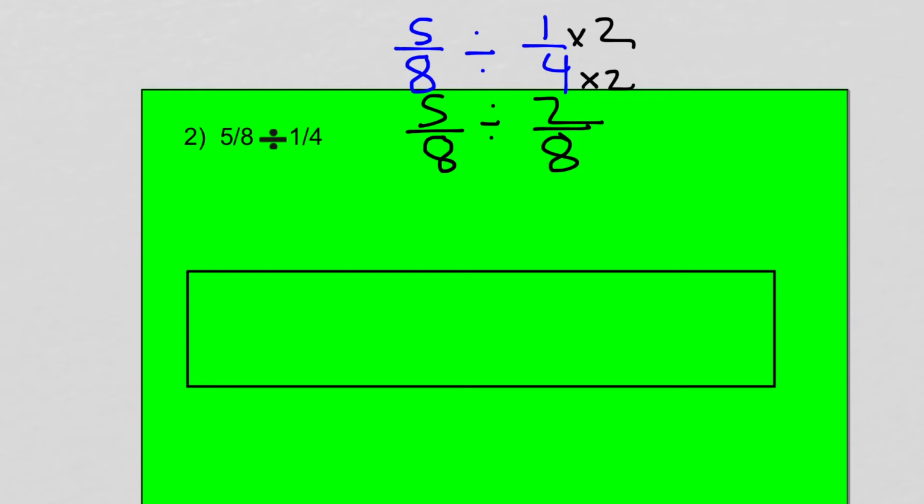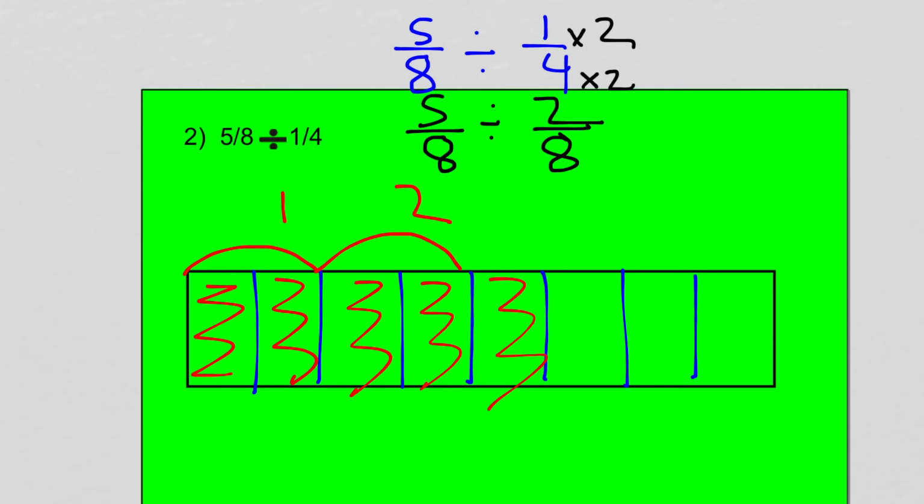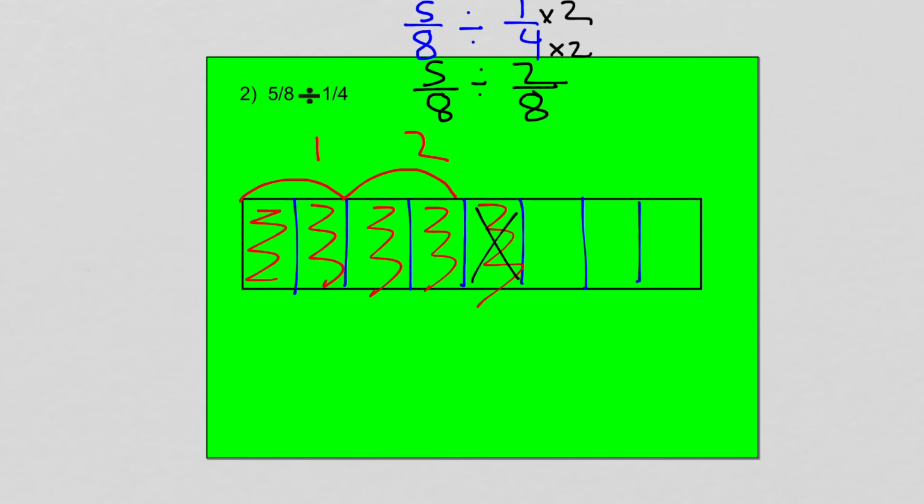So we're going to separate this 1 whole rectangle into 8 equal parts, and we're going to shade in 5/8. And we're going to count how many 2/8s are in 5/8. I count 1. I count 2. Now, we can't make another group of 2, so there's 1 left over. So the answer is 2 and 1 out of what should have been a group of 2.